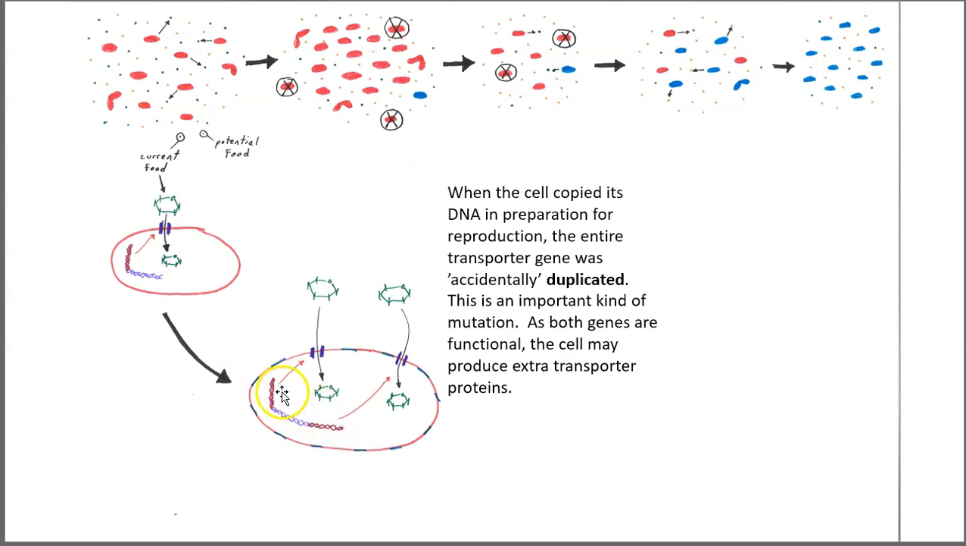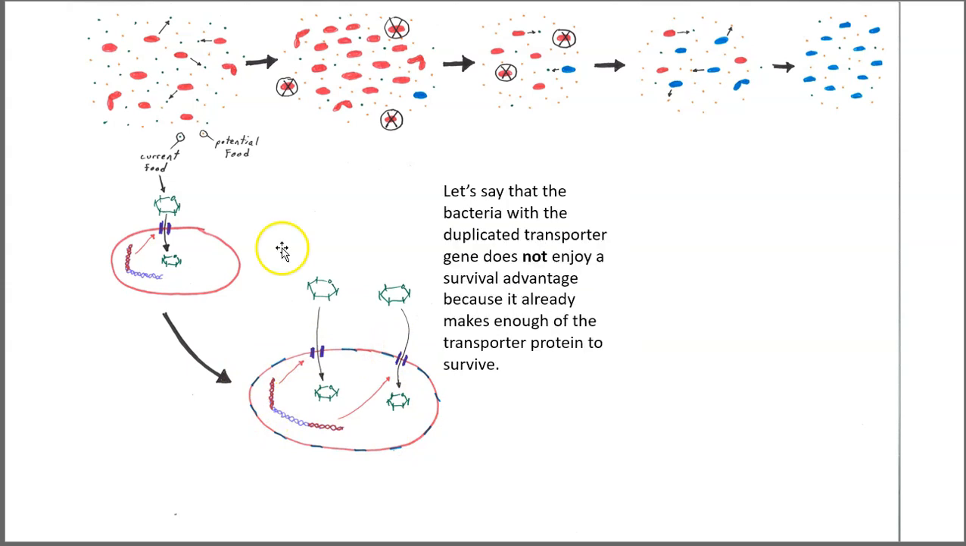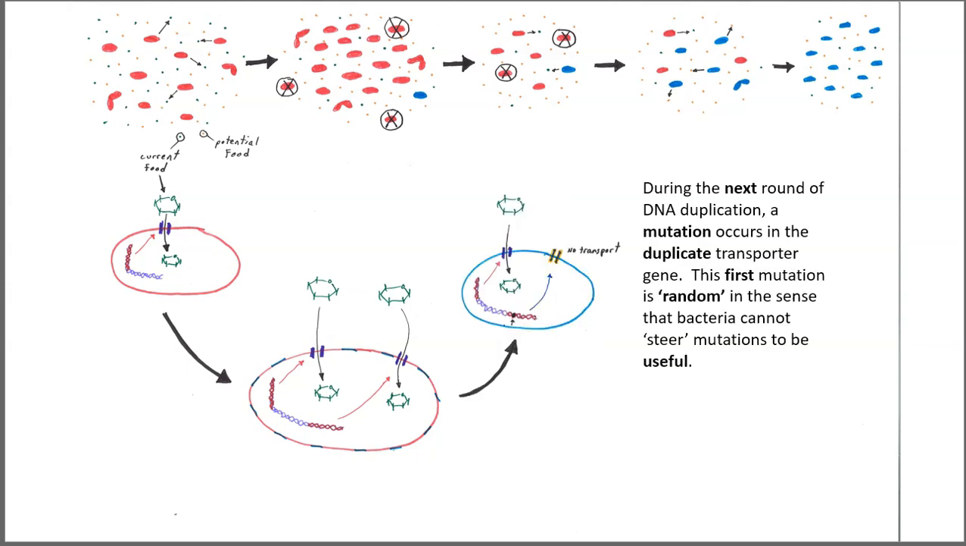Because both of these genes are still functional, the cell might have actually just made extra of the transporter proteins and inserted them into the cell membrane. But let's say that having this extra functional duplicate gene does not produce a survival advantage. So this individual might import a few more green food molecules, but it doesn't give it really an advantage compared to a cell that only has one transporter gene. However, look at what happens in the next generation.